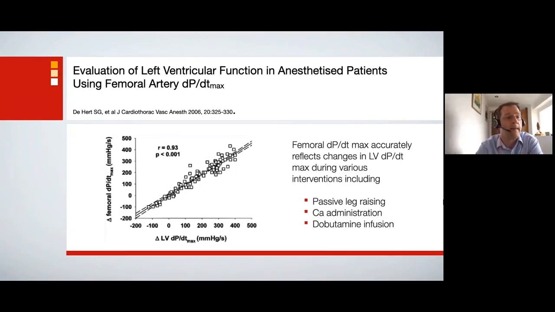But importantly, that trending ability is retained when we perform interventions on patients, such as passive leg raising, administration of inotropes, or also vasopressors. So that it changes, and the correlation remains the same even when we're performing interventions, gives it good clinical utility in the setting of the ICU or the operating room.